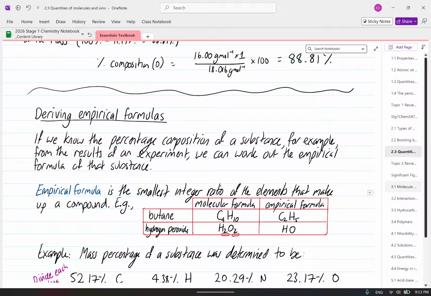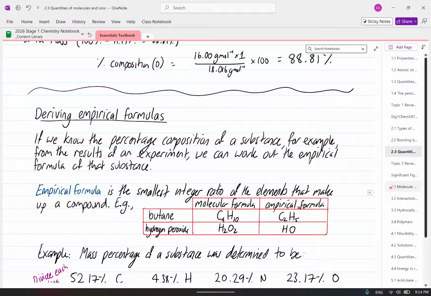We can divide both those by 2 to give us our empirical formula of OH. That's showing us that for every hydrogen, there is an oxygen, and vice versa in hydrogen peroxide. So if we find percentage composition results from, let's say, an experiment, we can work out the empirical formula of a substance. Even if that doesn't give us the actual formula, it does tell us at least that the real molecular formula is going to be some multiple of those atoms.